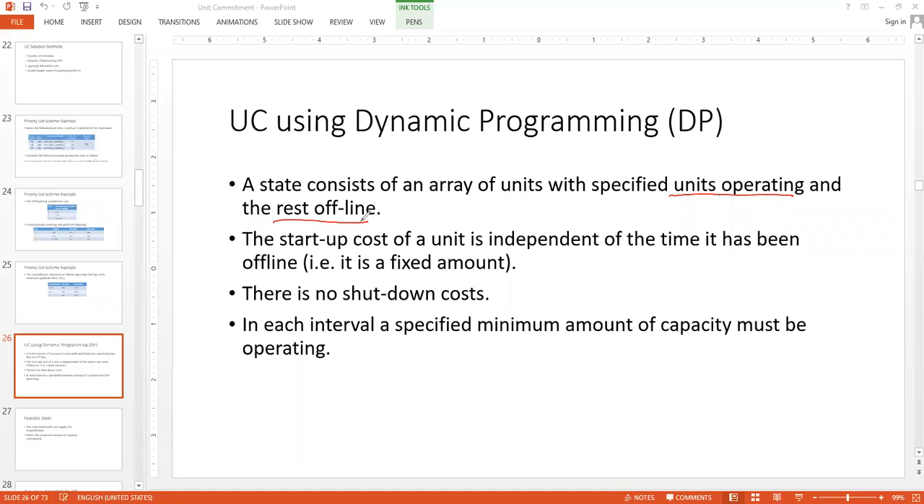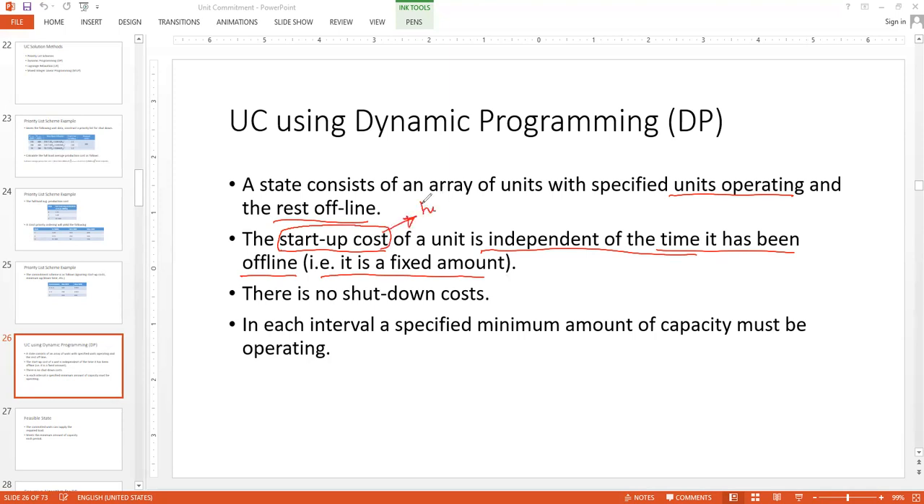Then there is another thing which is known as the startup cost. And for this lecture part, we will consider that the startup cost of any unit is not dependent on time. Okay, in other words, it is actually some fixed amount. By time here we mean the offline time, the time duration for which the unit was turned off or kept off. That actually affects the pattern or the type of startup cost.